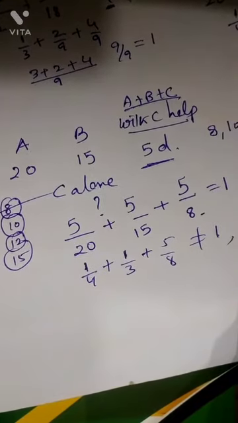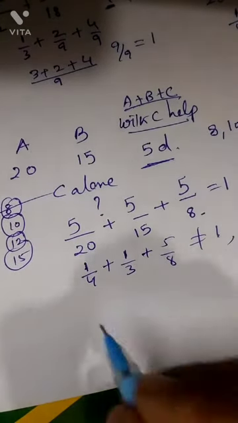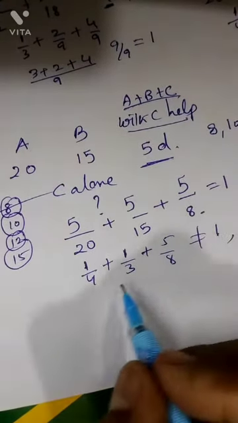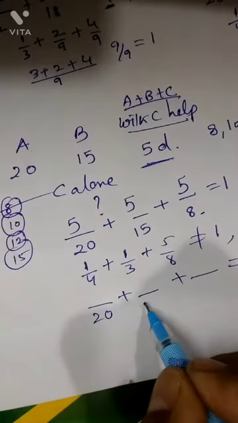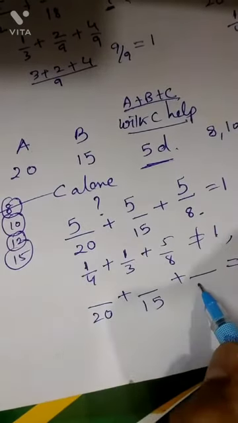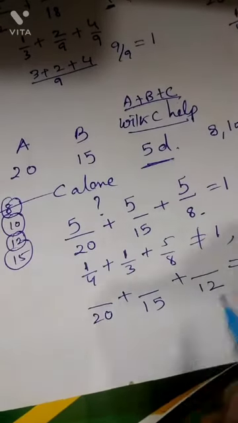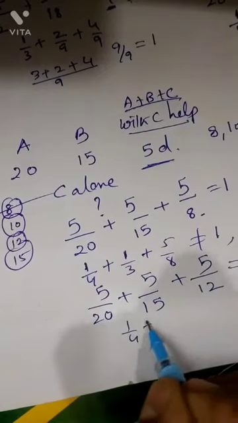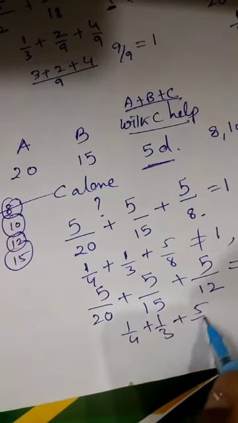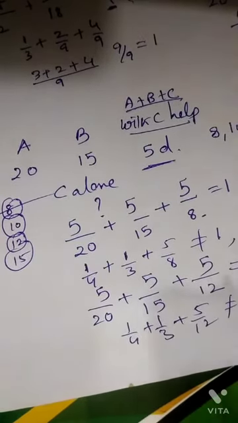We are going for the second option, that is 10. If I put the second option, 10, dash plus dash equal to 1. A can do it in 20 days, B can do it in 15 days, C can do it in say 10 days. So 5 days work has been done here in 3 cases. This is 1 by 4 plus 1 by 3, plus 5 by 12. This is not equal to 1, dear students.